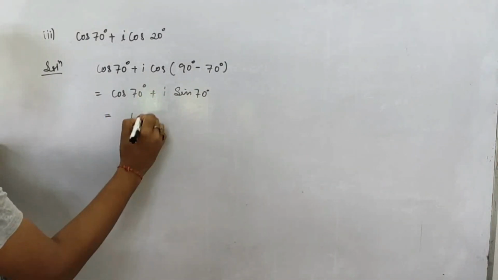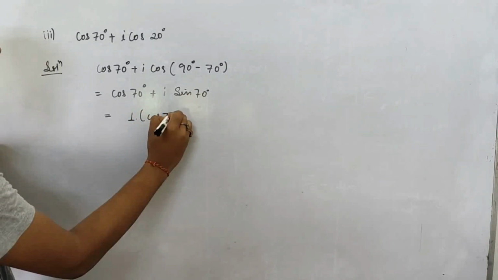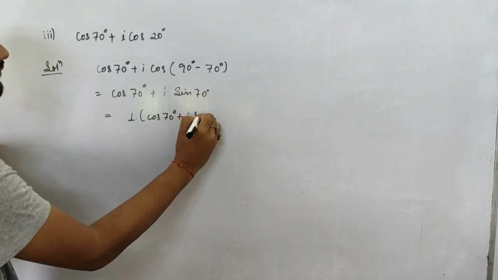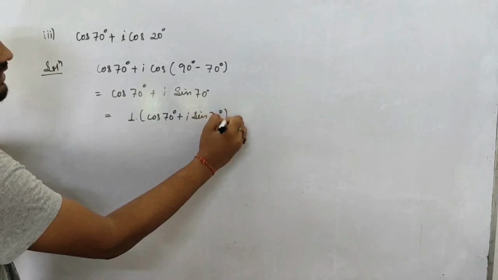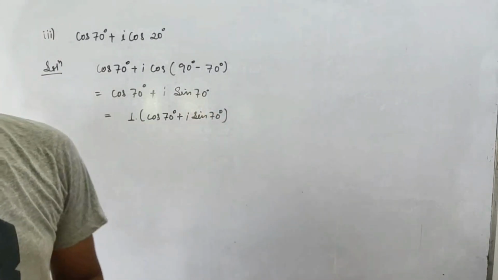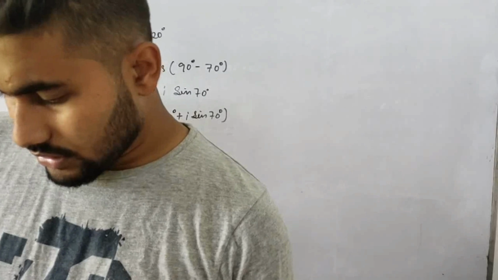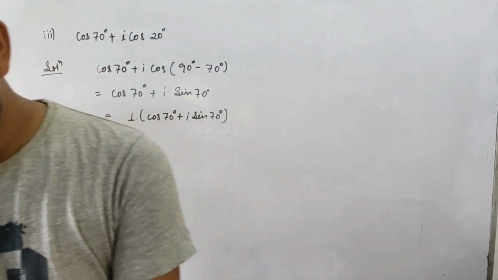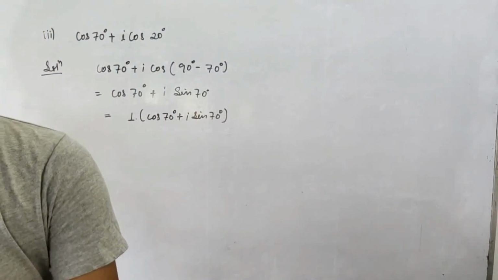Only one step is left. 1 into cos 70 degree plus I sin 70 degree. So this is in the polar form. So number 3 done. Let us see question number 4. Okay.